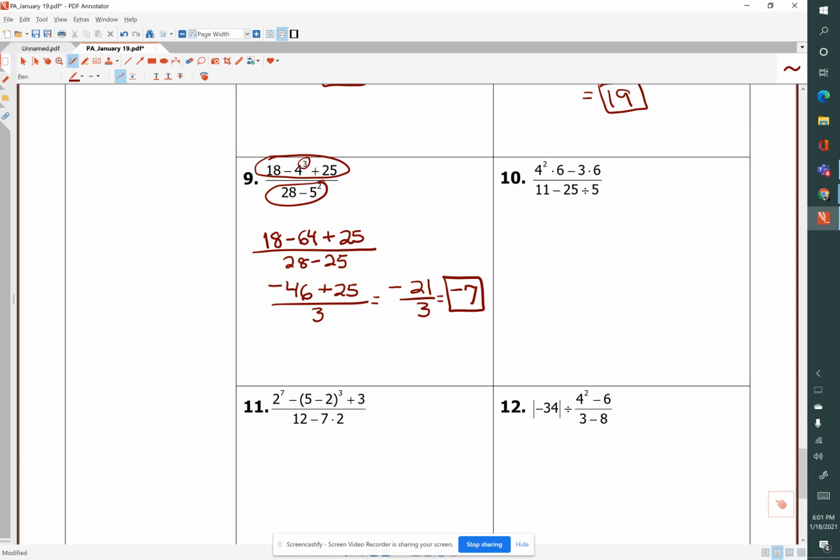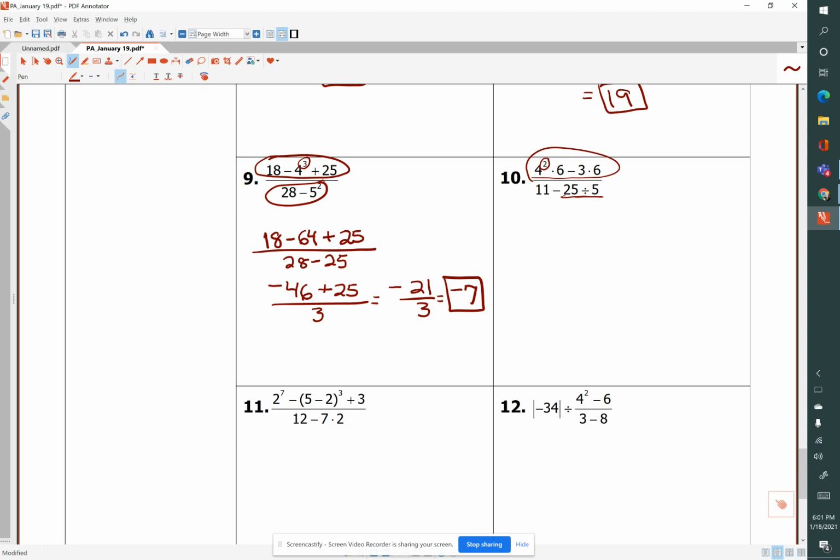And in number 10, we have 4 raised to the second power times 6 minus 3 times 6. We have 2 multiplication problems in the numerator, and they are separated by subtraction in the middle. In the denominator, we have 11 minus 25 divided by 5. We've got to do this 25 divided by 5 before we subtract it from 11. So let's get started with the numerator.